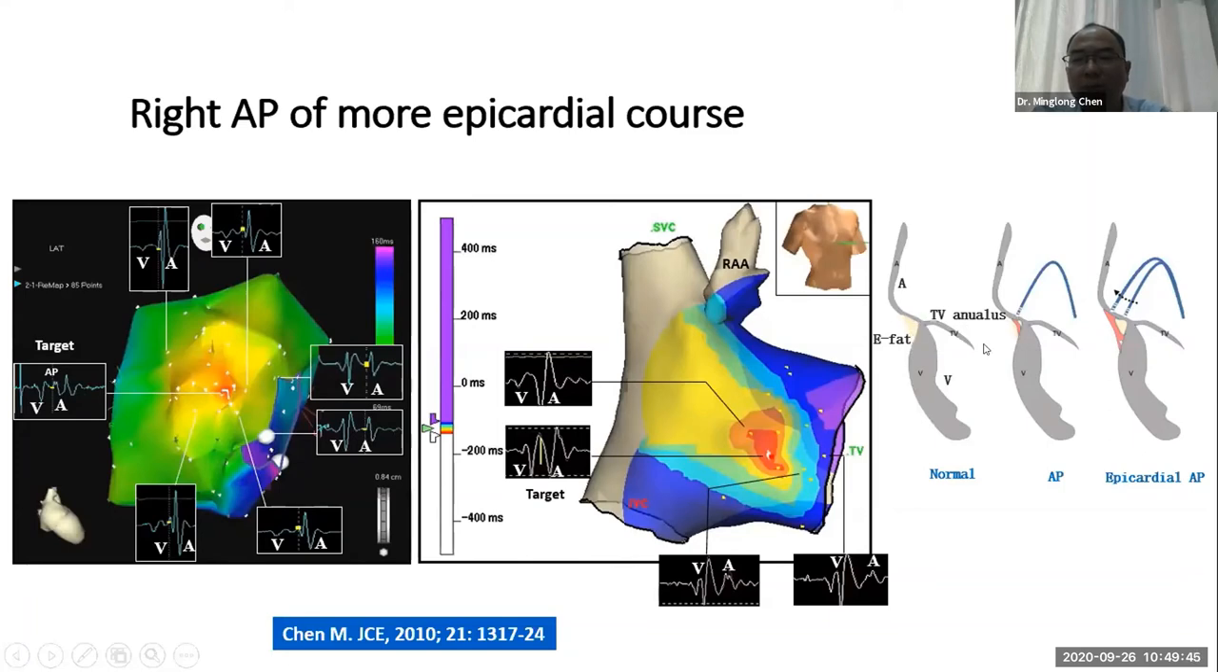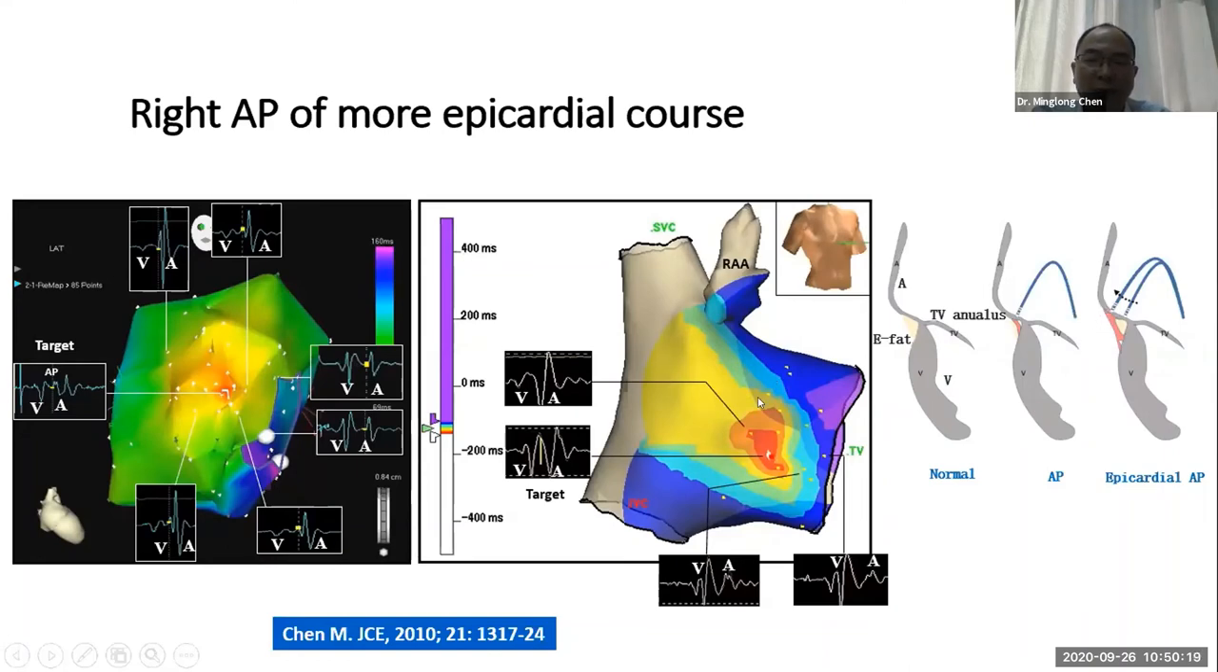So often this is without electric conduction, but with most extra pathways, there's a connection between the right atrium and the right ventricle. And this is easy to block by catheter ablation, but some of the cases are truly epicardial. So the insertion point of the atrial side is far away from the annulus region. If you map from the annulus region, you cannot exactly find the earliest activation point or the insertion point of the atrial side.